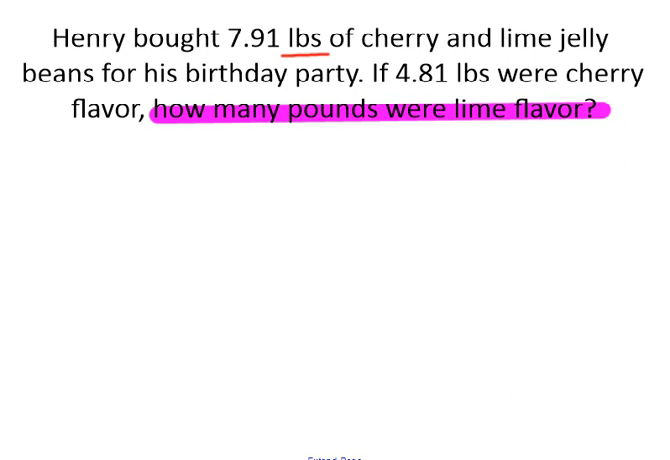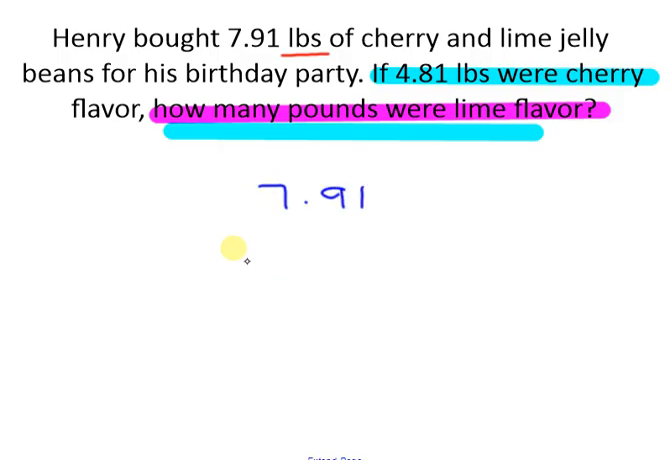So to me, this is shouting out subtraction, okay? So it's the how much more, okay? So if this were cherry, how many were lime? So how many more, okay? Again, it's not explicitly said in those words, so we need to use our critical thinking skills. So we have 7.91 minus 4.81.